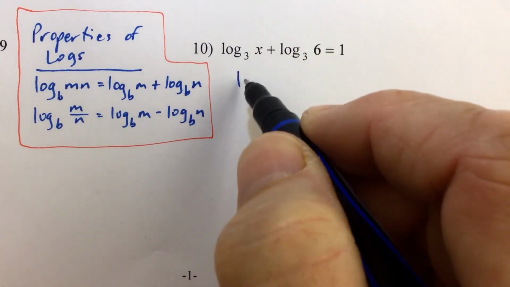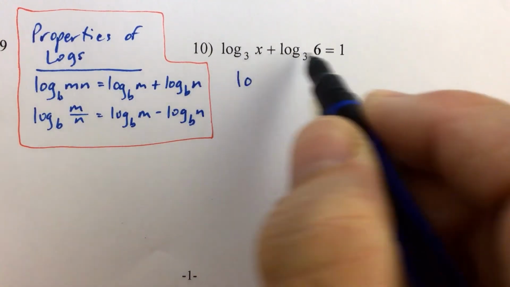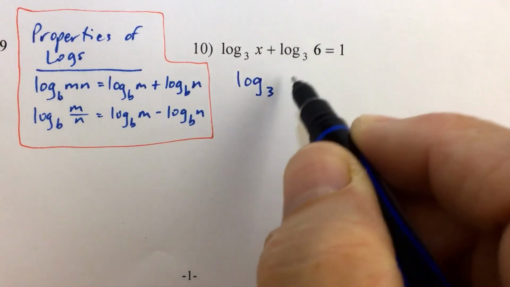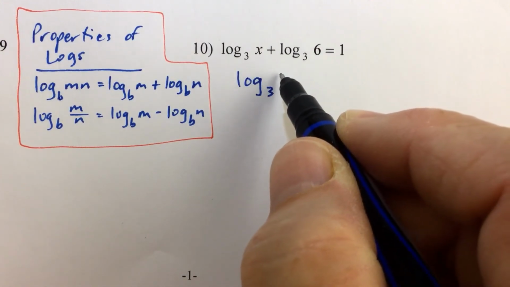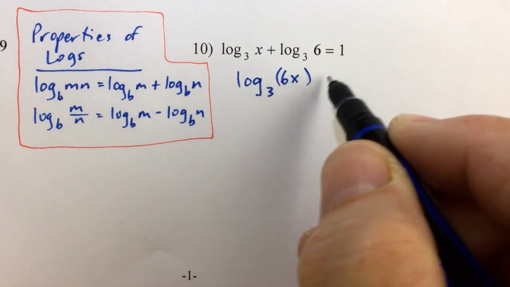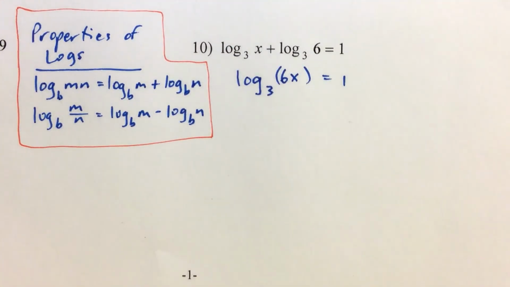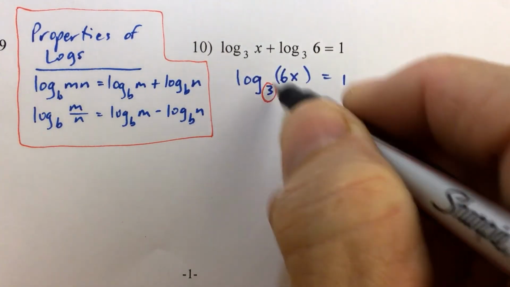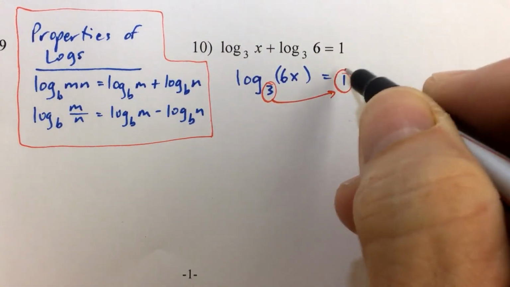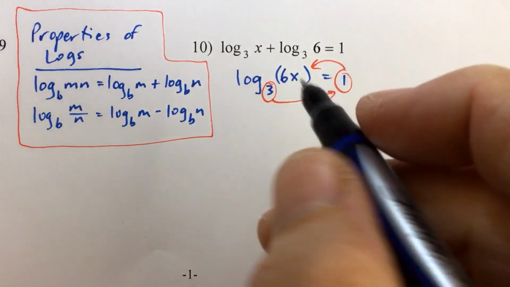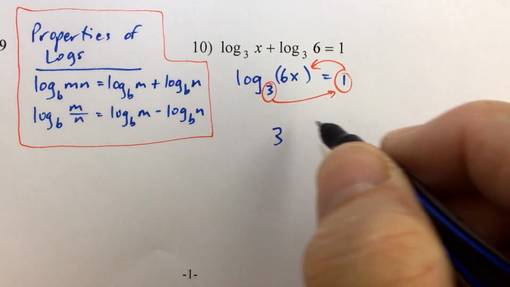So the log base 3 of x, now this is as long as the bases are the same. The log base 3 of x plus the log base 3 of 6 is the log base 3 of x times 6, and we're going to call it 6x. Log base 3 of 6x is equal to 1. And now this should be familiar to you, that you should be looking at this thinking, okay, my variable is locked up in the log.